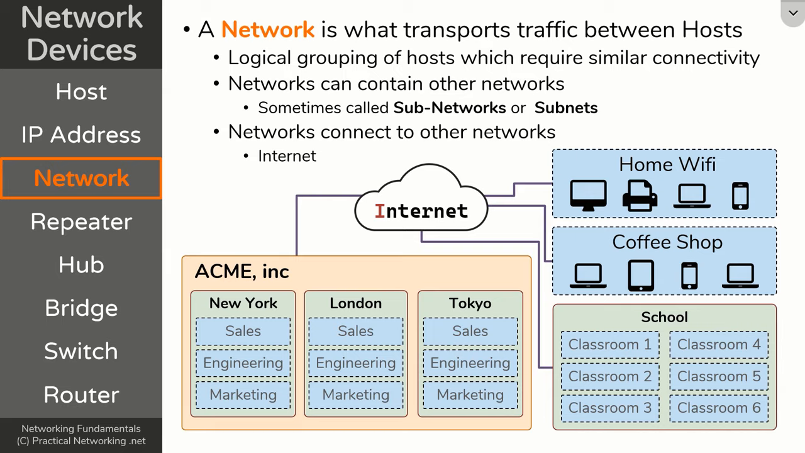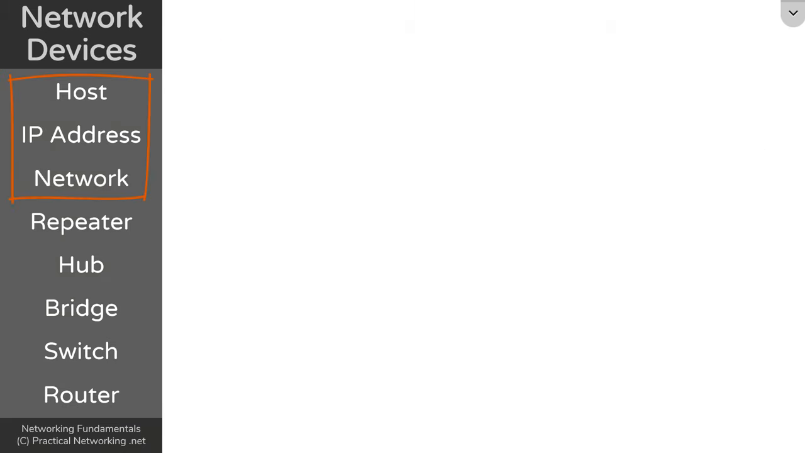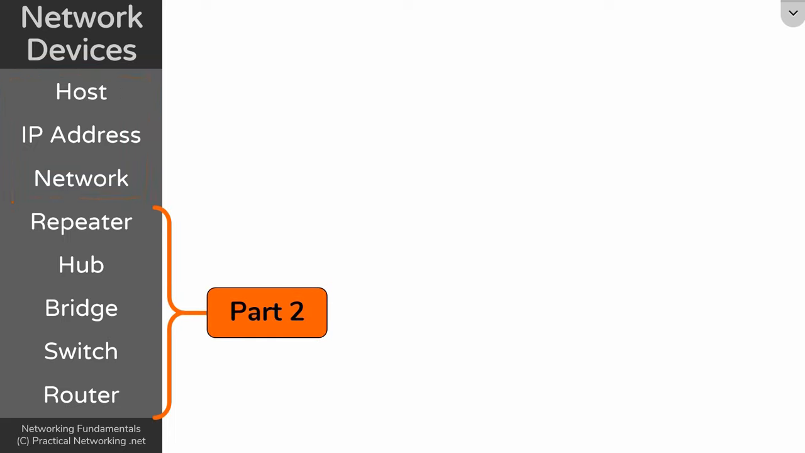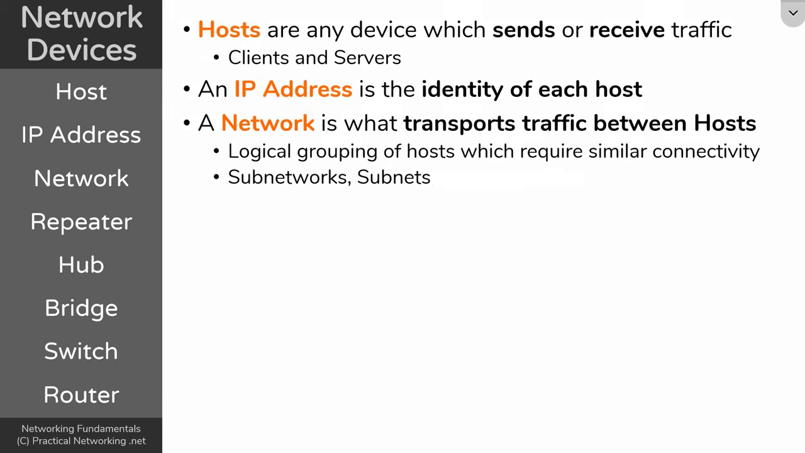Either way, that wraps up our discussion on hosts, IP addresses, and networks. In part two, we'll continue our discussion by unpacking repeaters, hubs, bridges, switches, and routers. The key takeaway from this lesson is understanding what hosts are, understanding the designations client and server, understanding what IP addresses are and their hierarchical nature, and understanding what a network is, specifically that it is a logical grouping of related hosts which require similar connectivity.